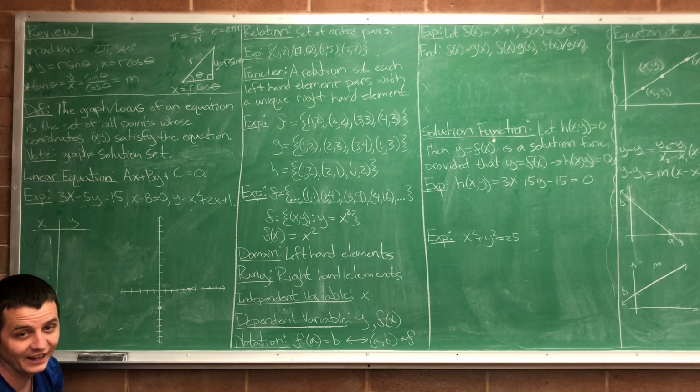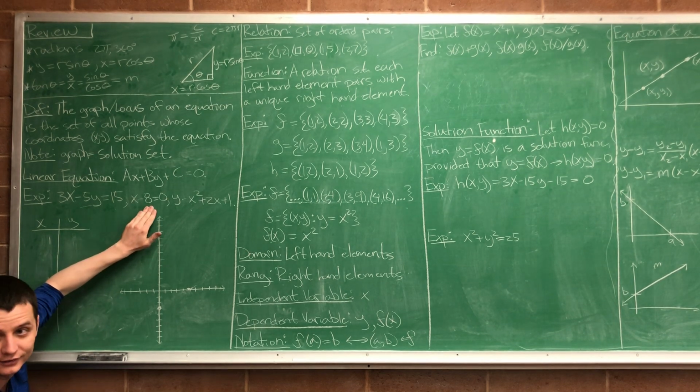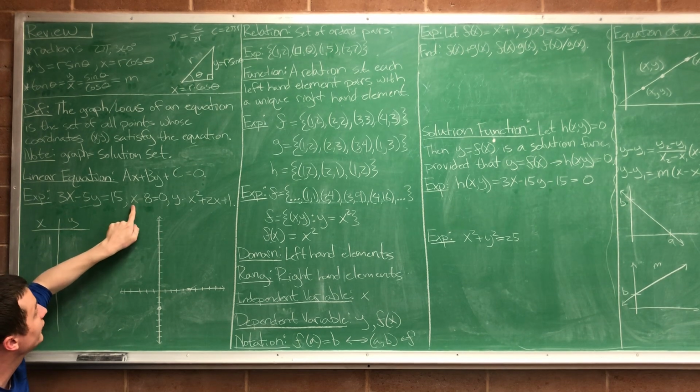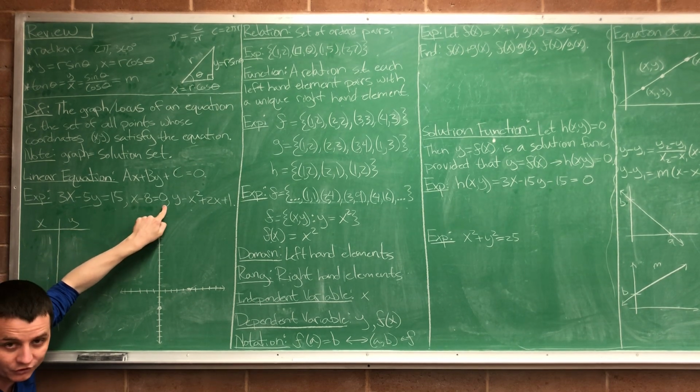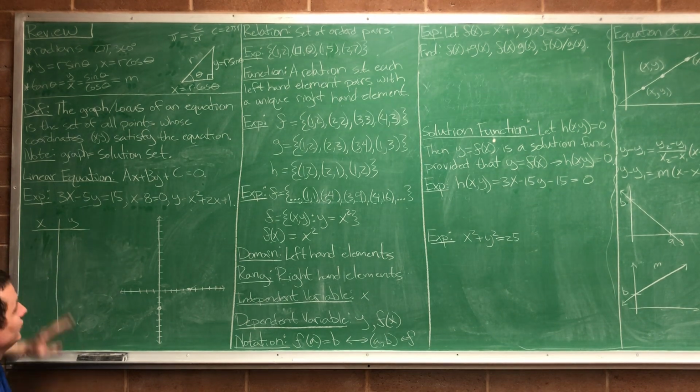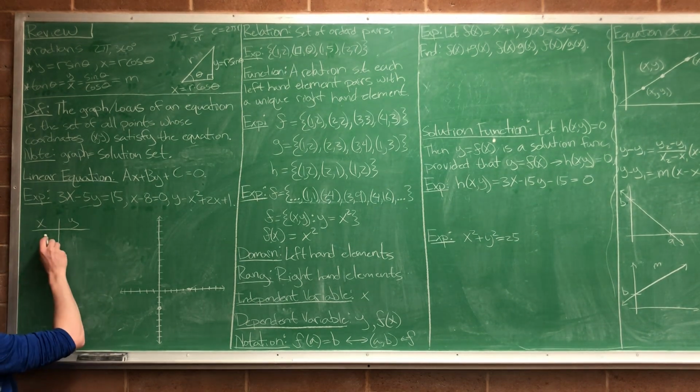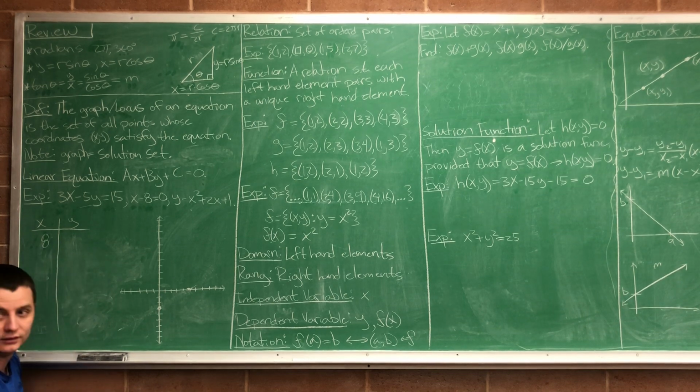X can't be 1. There is no y. If x is 1, then you get 1 minus 8 equals 0. Is that true? No, that's never true. What does x always have to be? 8. So if x is 8, what's y?